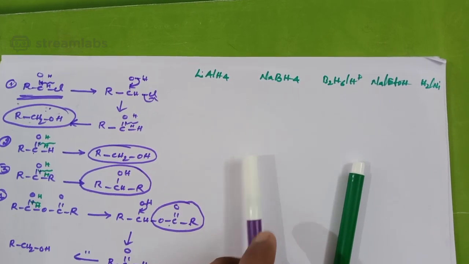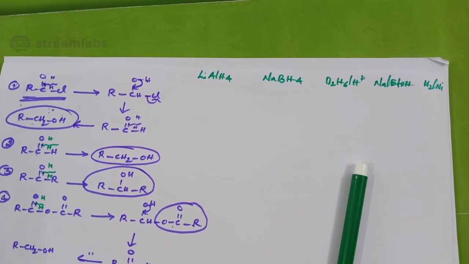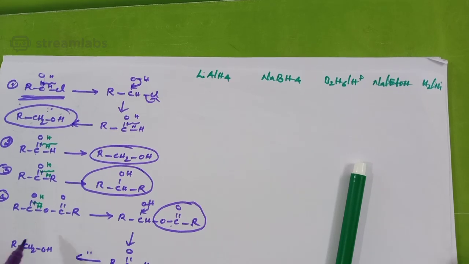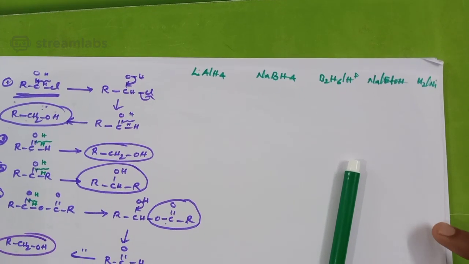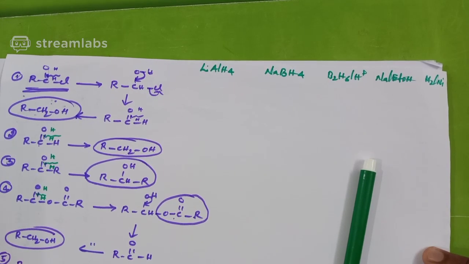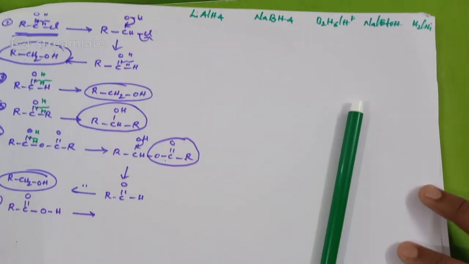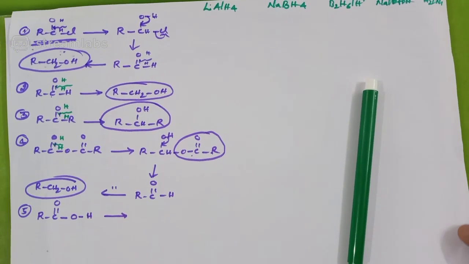So the next part, see here alcohol is formed. Now the fifth one, RCOOH, carboxylic acid I took here. The next one, carboxylic acid.